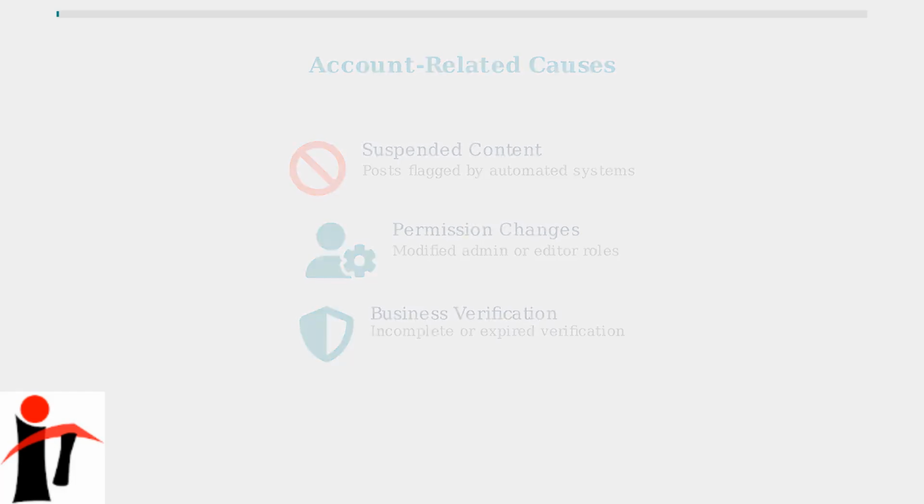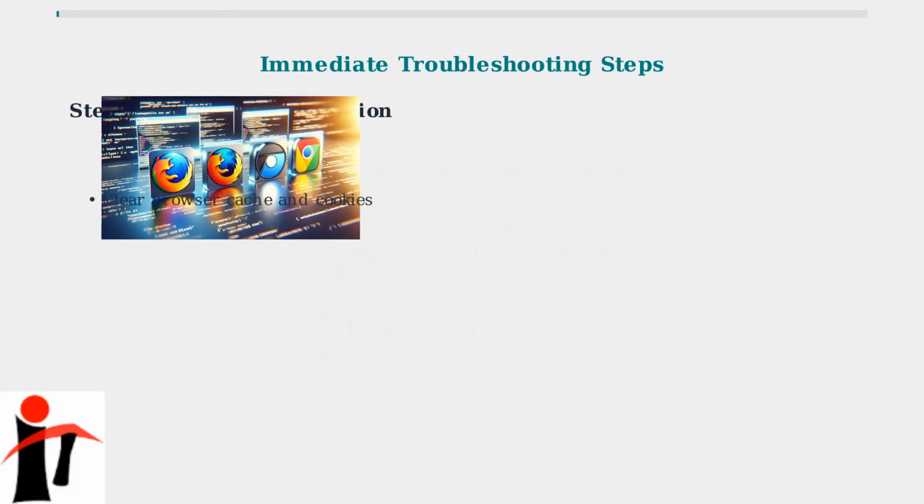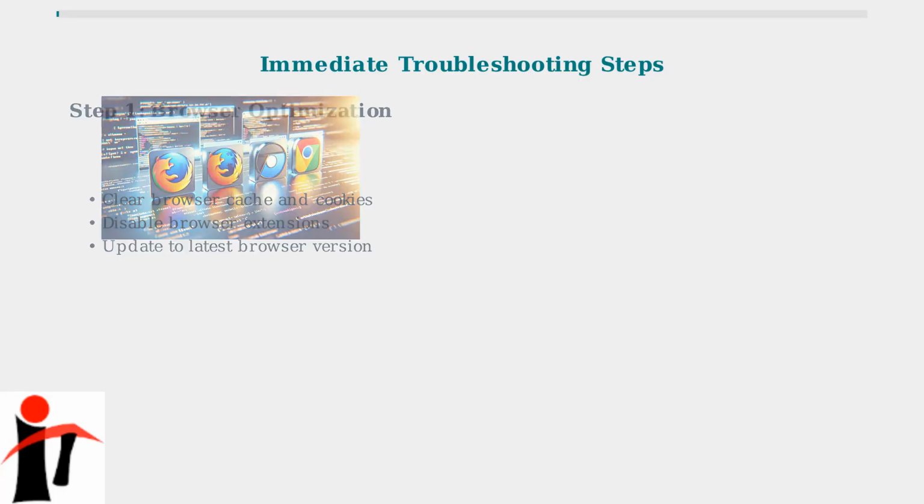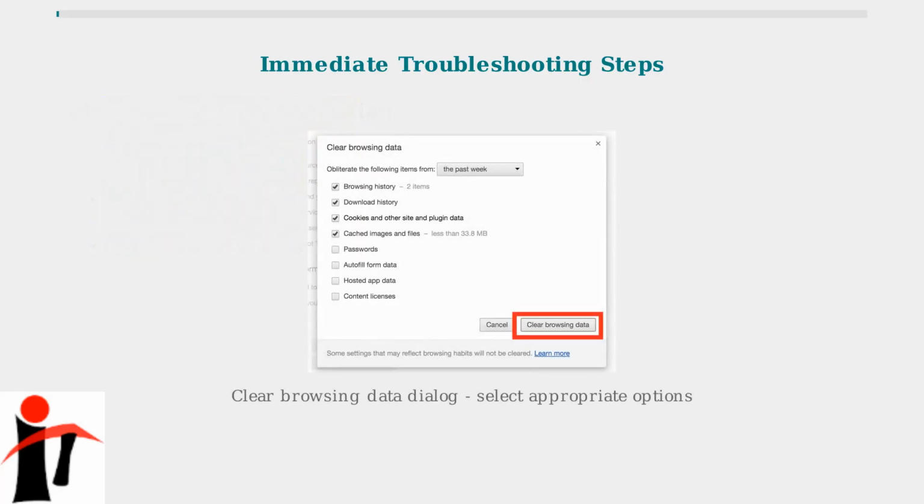Now that we understand the causes, let's walk through the immediate troubleshooting steps you can take to resolve this error quickly. Step 1 is browser optimization. Clear your browser cache and cookies, disable any extensions that might interfere, and ensure you're using the latest browser version. Here's what the browser cache clearing dialog looks like. Make sure to select browsing history, cookies, and cached images and files.